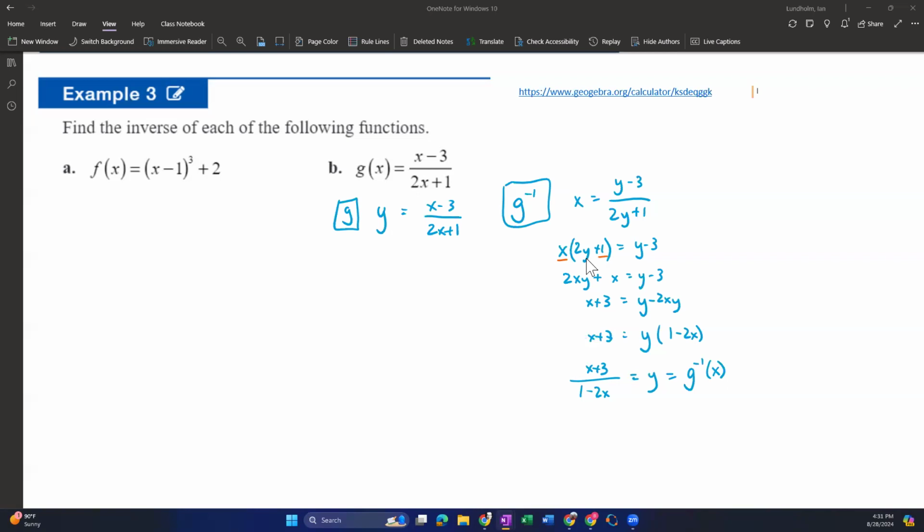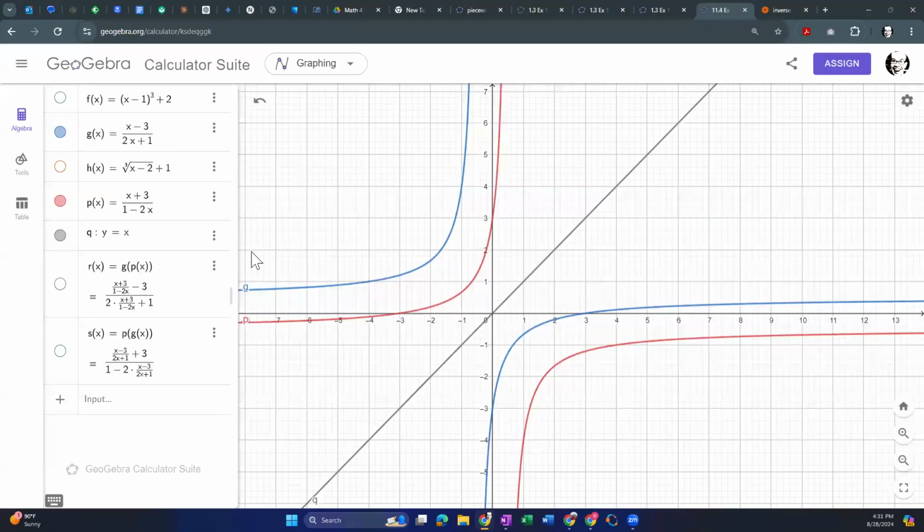I bet somebody did. Anyways, when we get rid of that 2, and then we just have an x, things should work out nicely. And indeed they do. When we look at the inverse composed with the original function both ways, both of these end up just being the line y equals x, which is what we want as the result of composing inverse functions. So we're okay now.